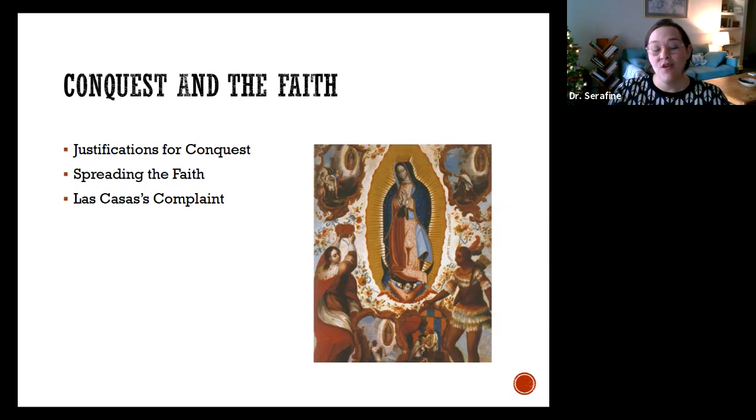De las Casas wasn't, though, advocating for an end to slavery. He said, we have to stop enslaving indigenous people and instead we'll enslave people of African descent, that will import people from Africa and enslave them instead.